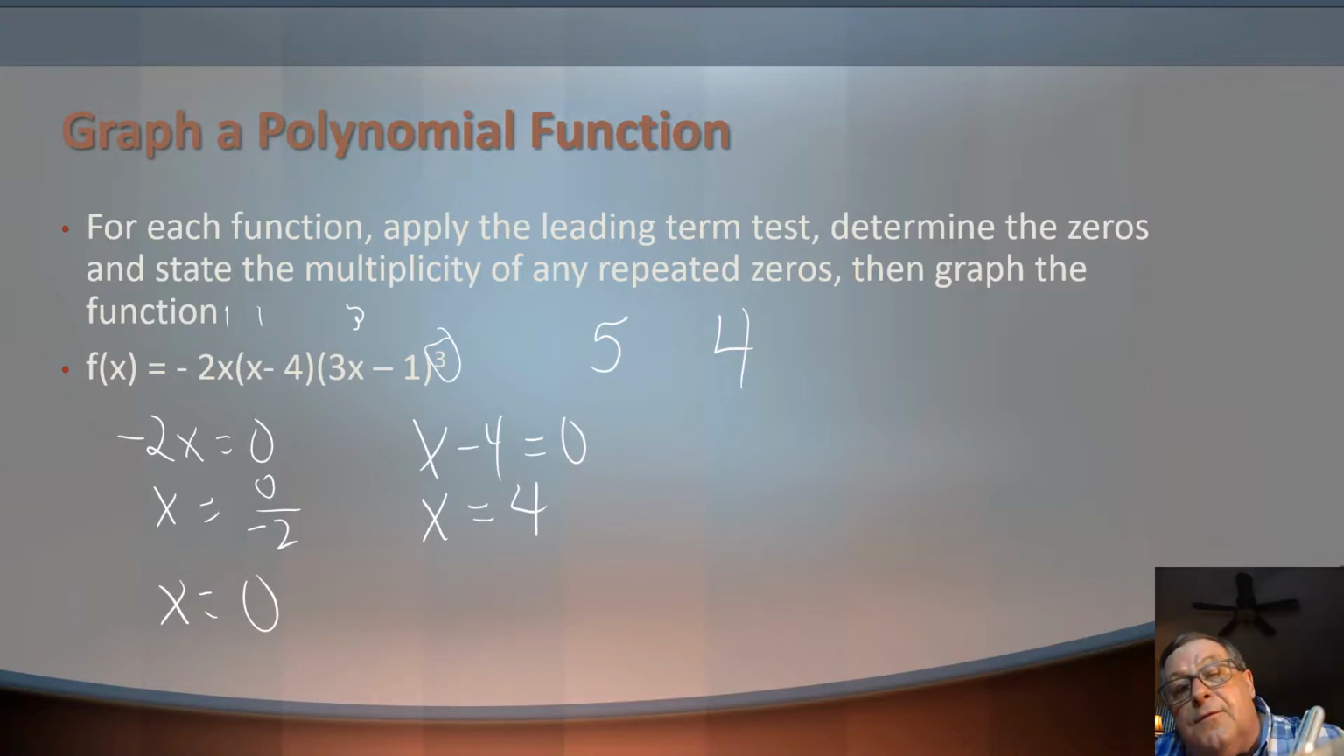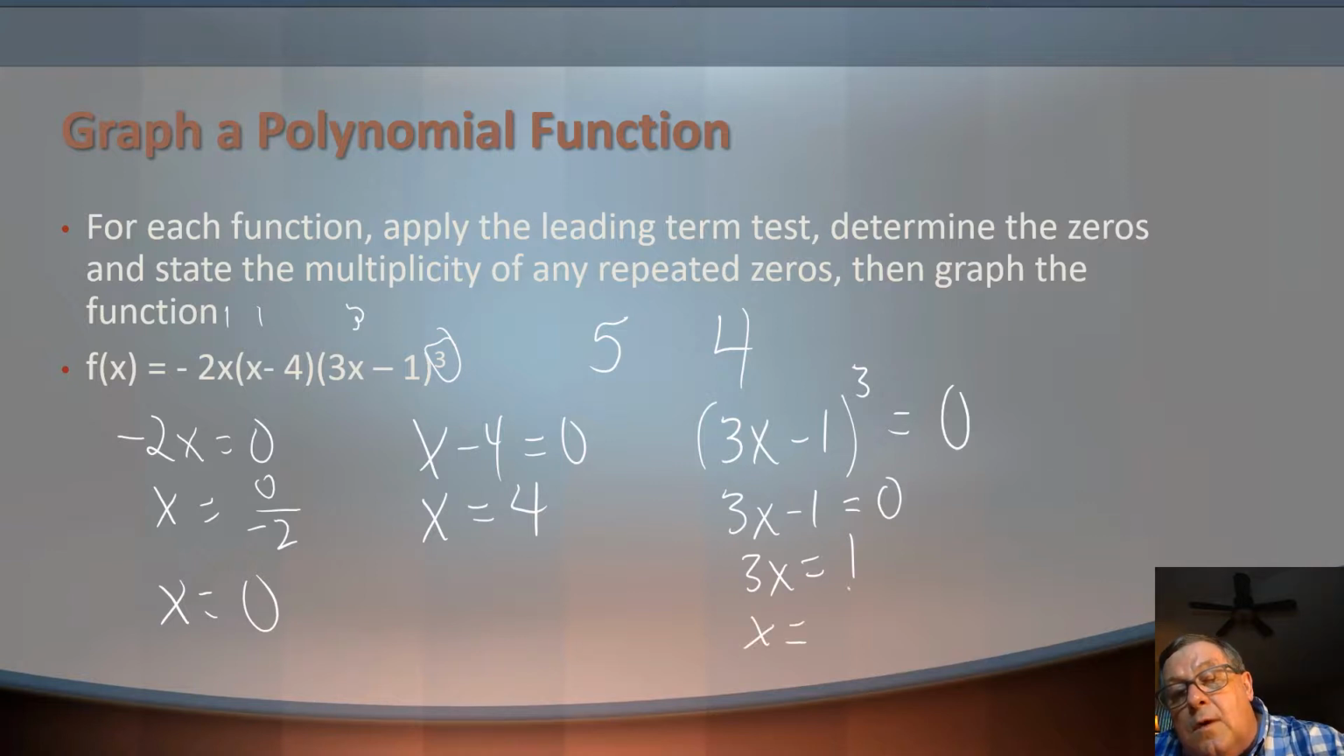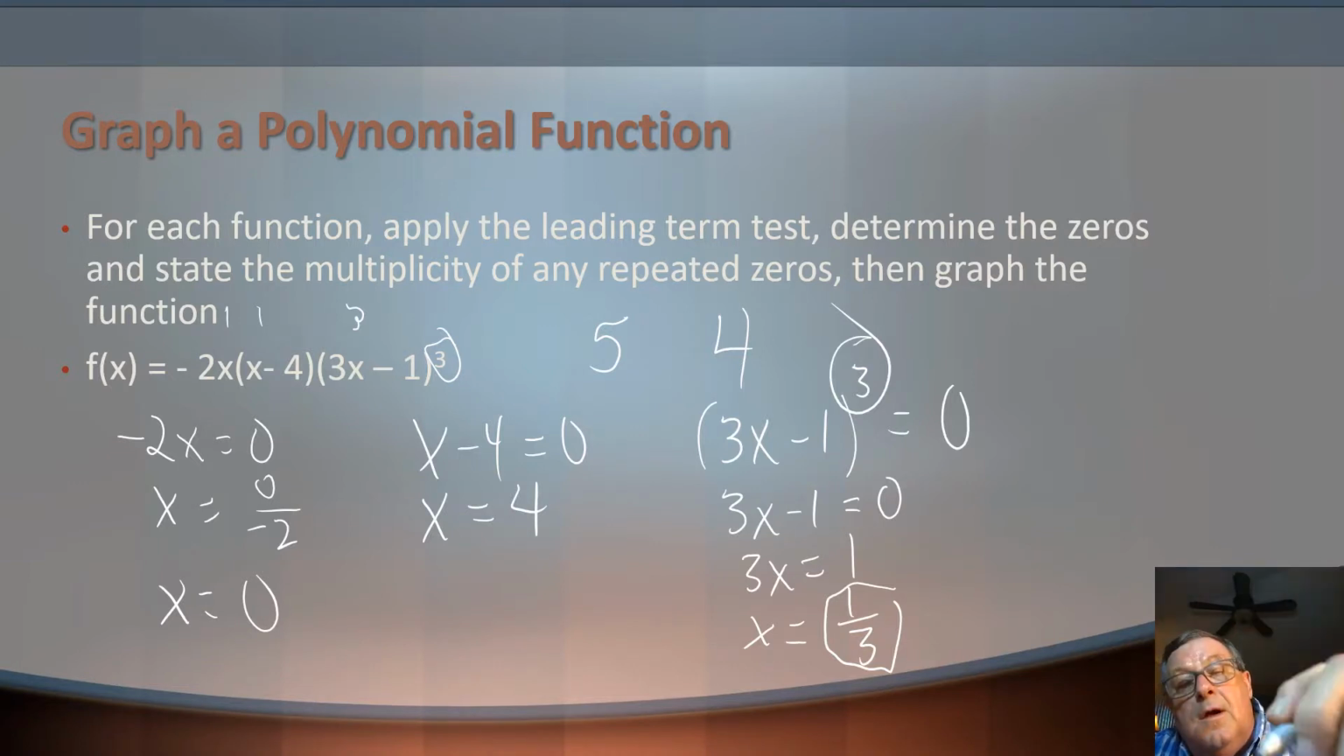And then what about this last thing? I have 3x minus 1 cubed equals 0. Well, to get rid of that cube, technically we would take the cube root of both sides, but the cube root of 0 is just 0. And then I have 3x minus 1 equals 0. 3x equals 1. Divide both sides by 3, and x is equal to 1/3. But this is where we have repeated zeros, because that actually happens 3 times. And so our next zero is at 1/3, and it's going to have multiplicity of 3.